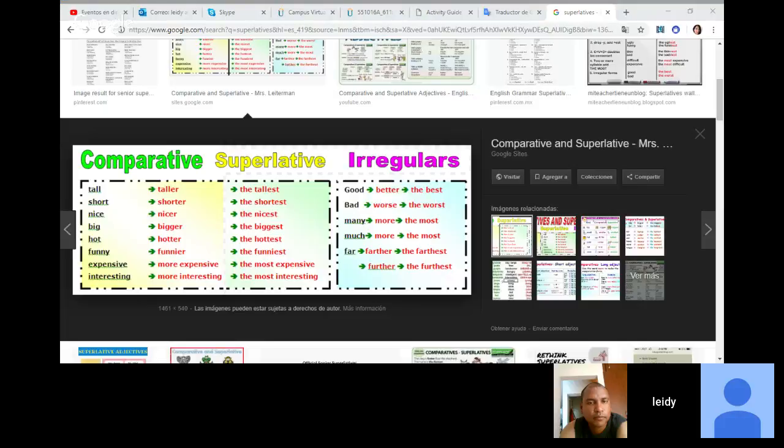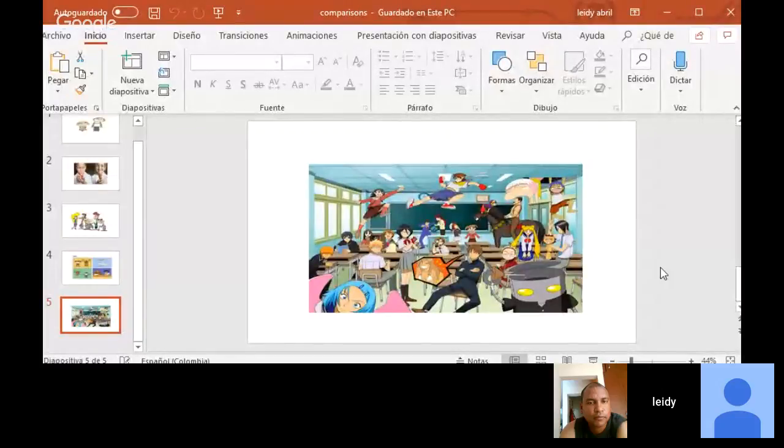Now, I have a picture, and you only say me an answer or a sentence using the superlatives at this moment. Okay, let me share. I share with you again the picture. Do you see the picture? Okay. Now, what do you see in the picture?